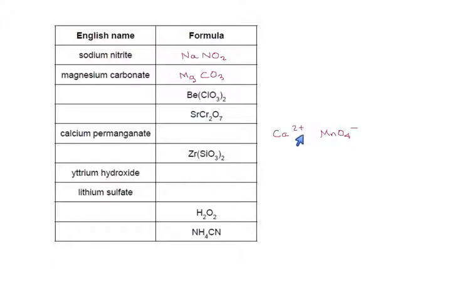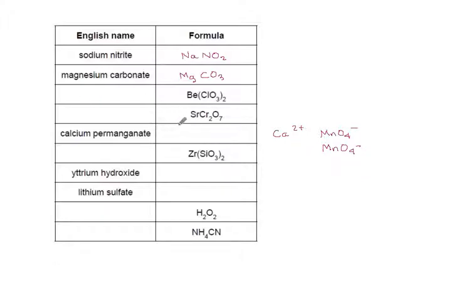Here we don't have a charge match. We have +2 and only -1. We need equal amounts of those, which means we need another permanganate. If two permanganates gang up on a calcium, then we get +2 charge here, a total of -2 charge from these guys combined, and now we have a compound that will work.